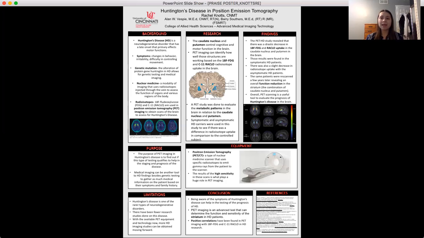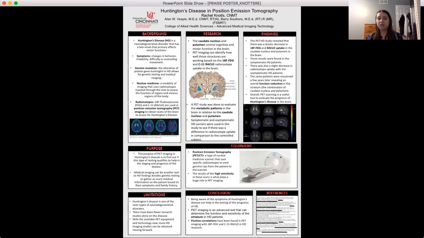Both symptomatic and asymptomatic patients who have that HD carrier status were used in the study. Basically, the point of this is to see if there's any difference in the radioisotope uptake in comparison to the control subjects. Based on the findings, the PET Huntington's disease study revealed that there was a drastic decrease in that 18F FDG and RACLO uptake in the caudate nucleus and putamen in the brain. That finding was found in the symptomatic patients.